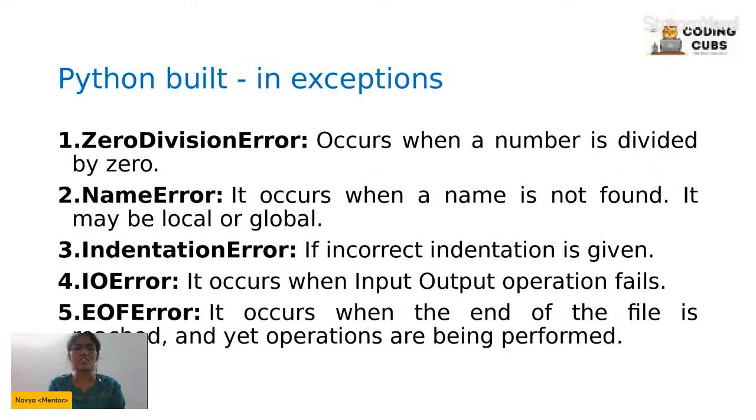And IOError is generally an input-output error. It occurs when the input-output operation fails. And EOFError is the end of file error. It occurs when the program reaches the end of file, and yet operations are still to be performed, then we have the end of file error.